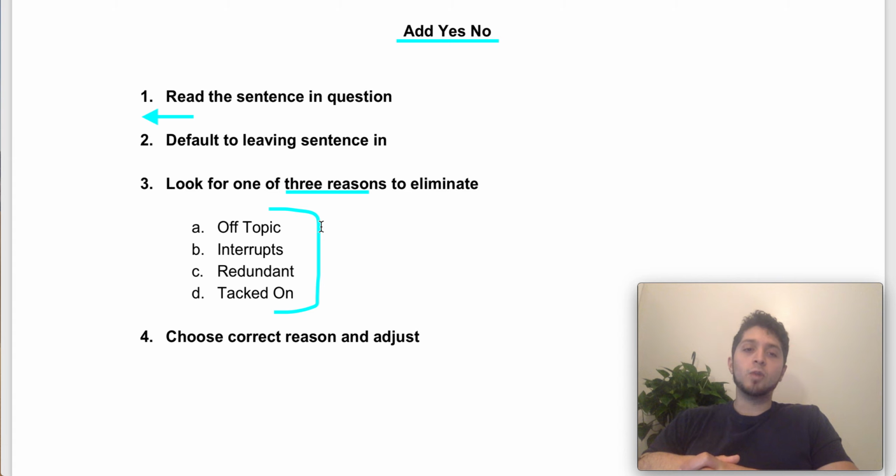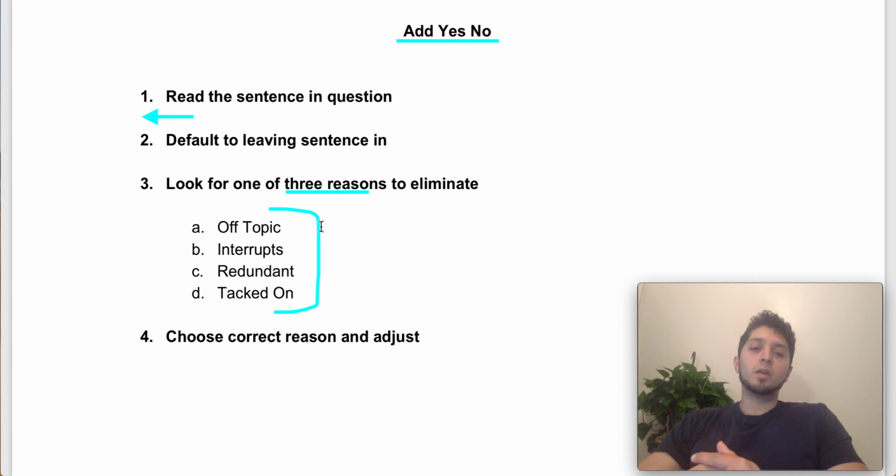B says that one of the reasons you might want to eliminate it is if it interrupts something. And what I mean by interrupts is typically you'll have 2 sentences, and they'll be carrying on with an idea, and the passage will say, do you want to put this sentence in there? So even if the sentence is kind of vaguely on topic, if it's interrupting 2 sentences that are making a point, it's going to be wrong, because you're interrupting the flow or the argument, and it's going to be awkward when you put it in and read the whole passage. C says if it's redundant. So if you find that you're trying to put in a sentence that's redundant, it's already been said within the passage or within the same paragraph, you want to eliminate it.